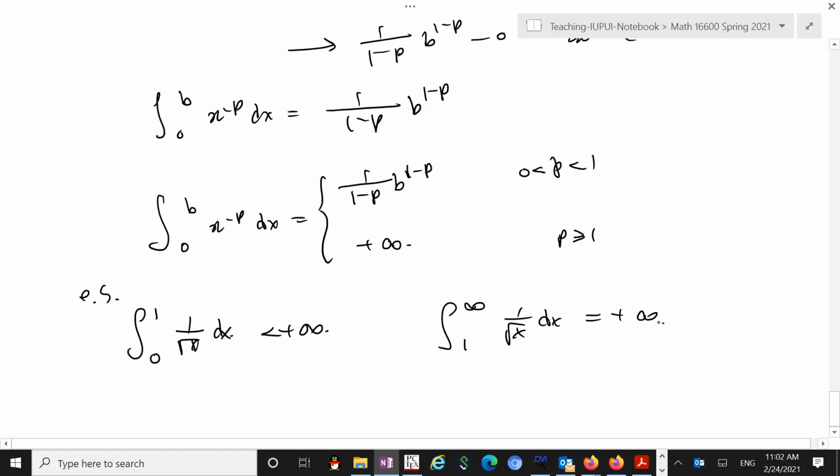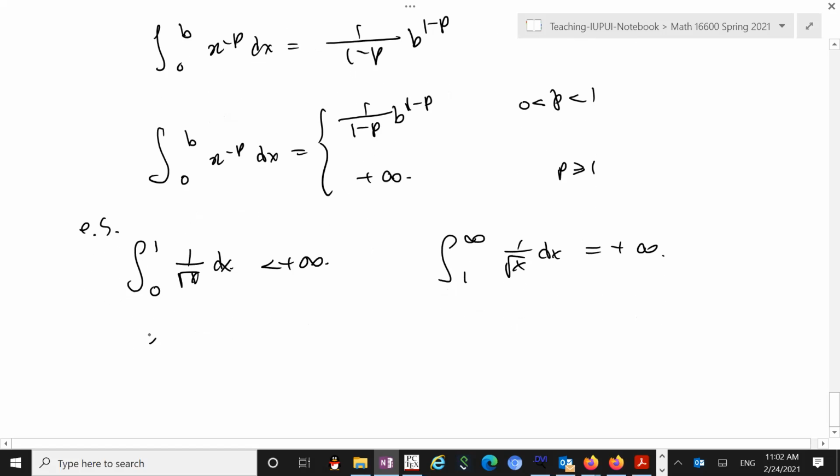Okay, it's opposite. And from 0 to 1, 1 over x squared dx, this will be infinity. But from 1 to infinity, this will be finite.